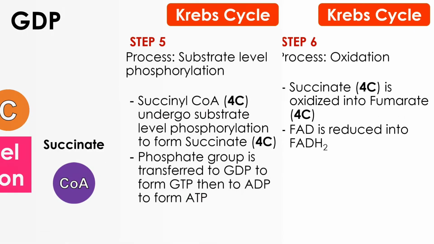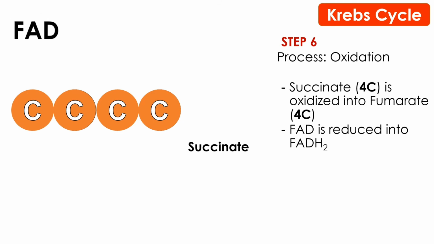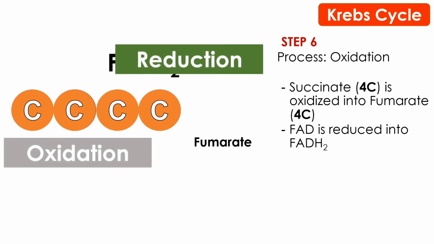Next, succinate will be oxidized into fumarate. At the same time, FAD will be reduced into FADH2. During this step, the oxidation process is not followed by decarboxylation process, and it's the only step during Krebs cycle which the electron acceptor molecule is FAD and not NAD+.